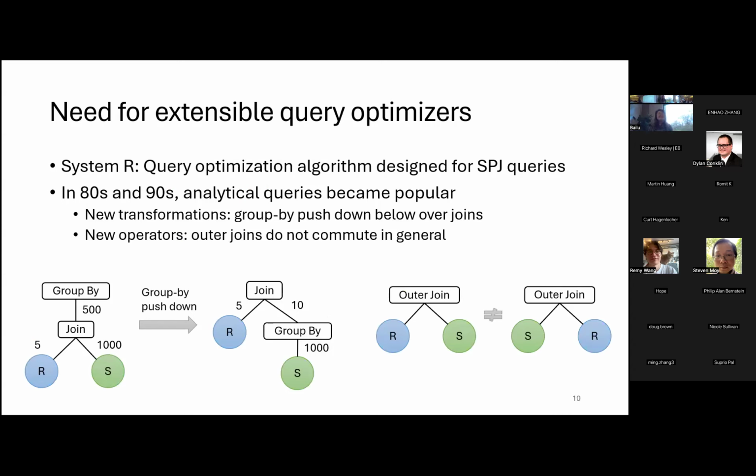Unfortunately, in the 80s and 90s, the field of analytical queries became so popular, and the requirements for different features to analyze data also became richer. For example, there are additional new transformation rules in addition to join commutativity and join associativity. People have discovered that in some cases you can push down a group by below a join, which can significantly reduce the cost of the plan. There are also new operators incorporated in data analytics, such as the outer join operators.